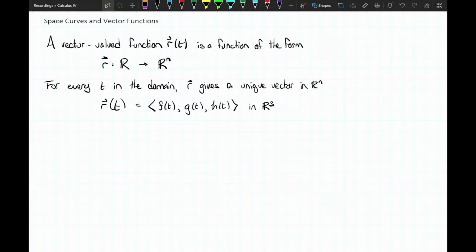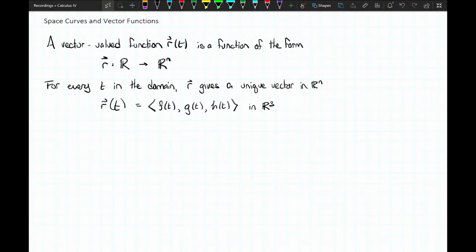So a vector valued function, let's say r of t with a little vector arrow, that's a function where we're given an input which is simply t. So it's actually like a one-dimensional input, and it gives us a unique vector in Rn. As an example, in three-dimensional space, R3, we could have this function as component-wise three functions, f of t, g of t, and h of t. I've got those three functions for each of the components.